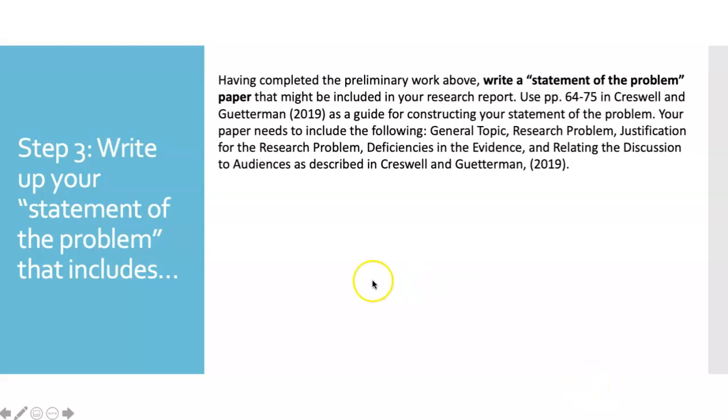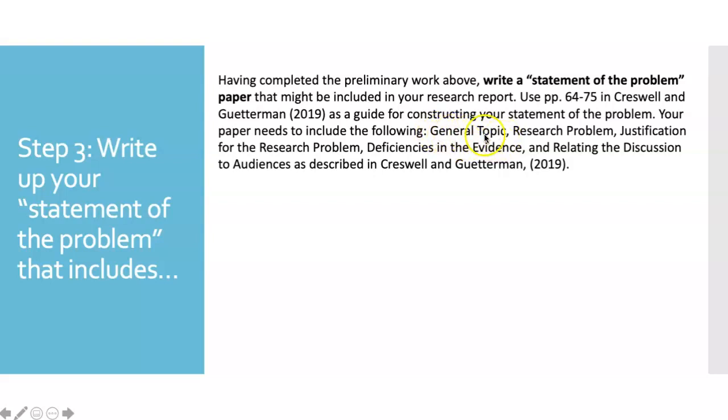And then having completed the preliminary work, that might be included in your research report, you're going to write it up. And you're going to use pages 64 to 75 in Creswell and Guterman as a guide for constructing your statement of the problem. So your paper needs to include the following headings, or mini headings, however you want to organize it, whatever makes most sense.